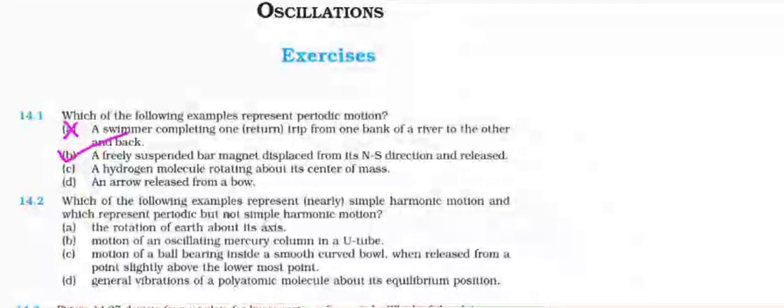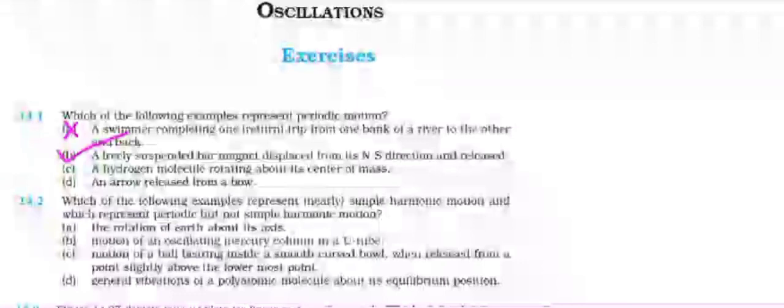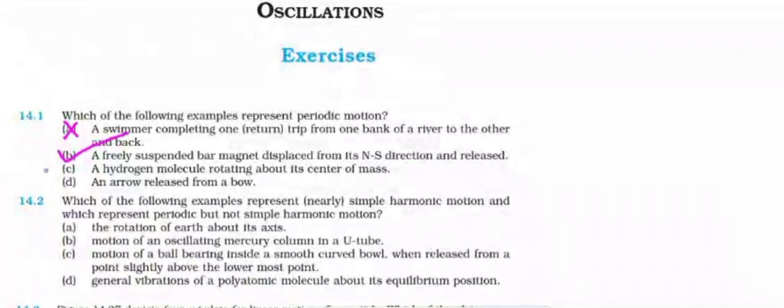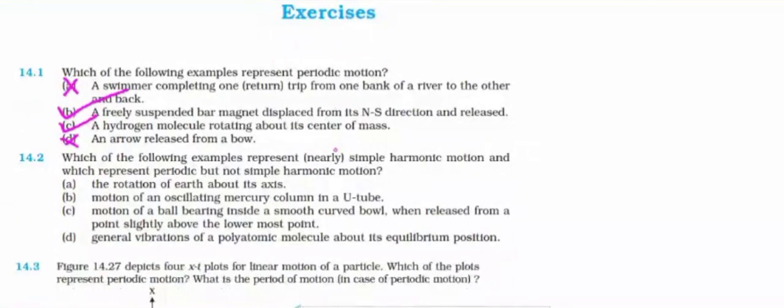Part C, a hydrogen molecule rotating about its center of mass. Again, it is rotational motion and it is periodic motion. Then part D, an arrow released from a bow. So there is no element of repetition there, so it is not an example for periodic motion.